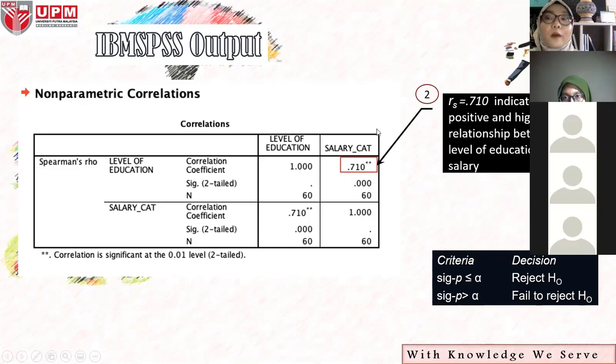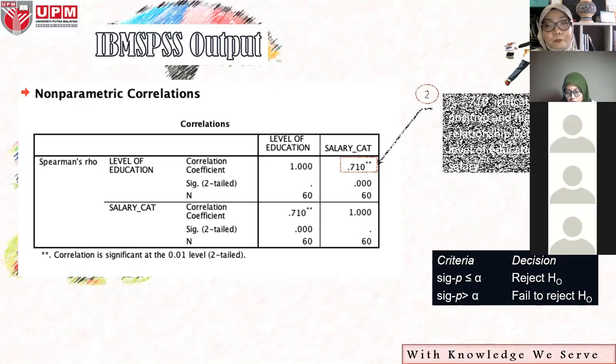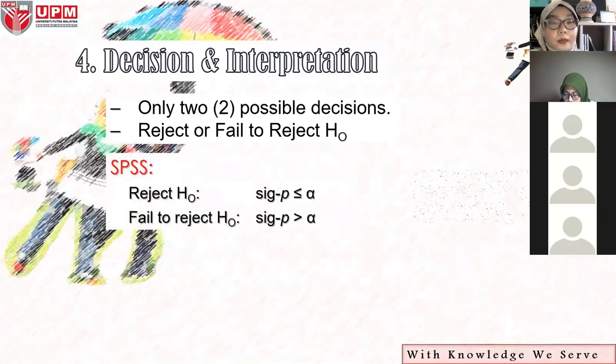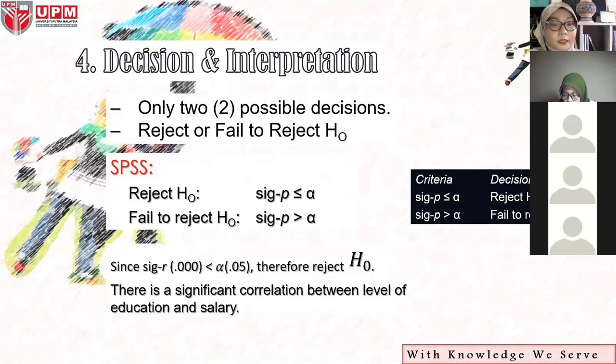Meanwhile, for the Spearman rank order correlation coefficient, 0.710 indicates there is a positive, because there is no symbol in front of the value, and high relationship between level of education and salary. The higher your education, the salary is expected to increase. So you determine your own alpha, either 0.05 or 0.01, and then you make the decision. So this is the decision.